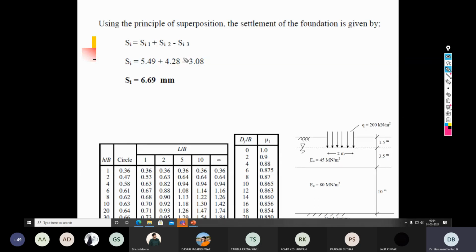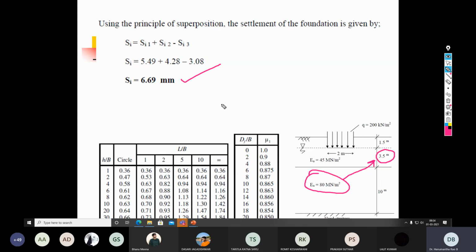Okay. So here the SI3 is negative because we assumed in step number 2, for a 3.5 meter thick soil layer, an EU of 80 megapascals. So that assumption was deducted in the form of SI3. So this is the total initial elastic settlement. So this is how one has to calculate the elastic settlement.